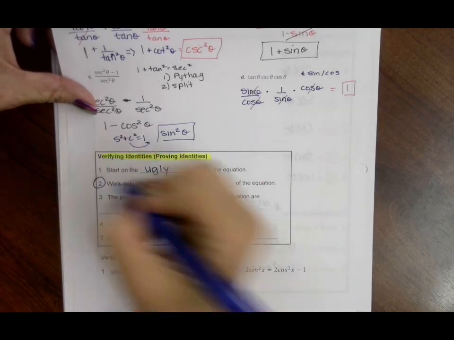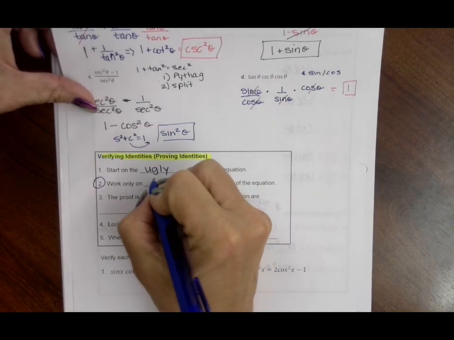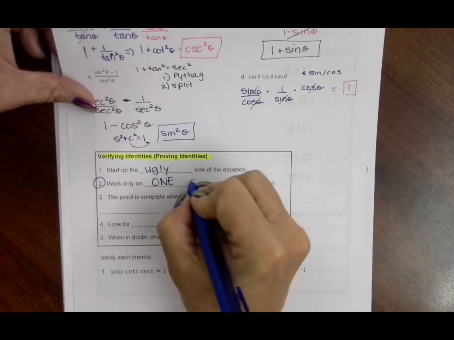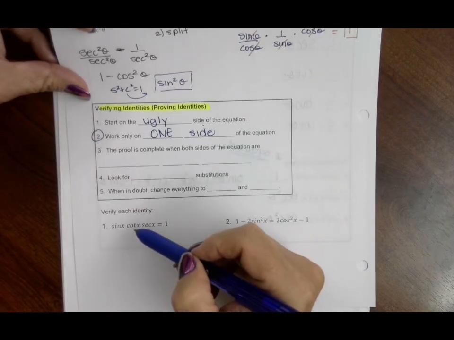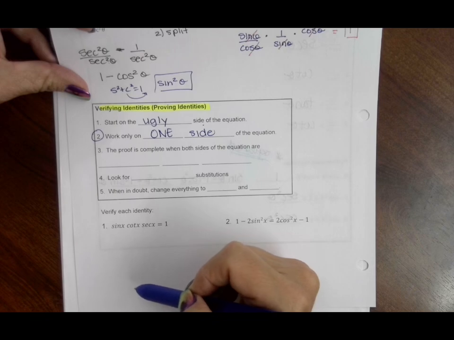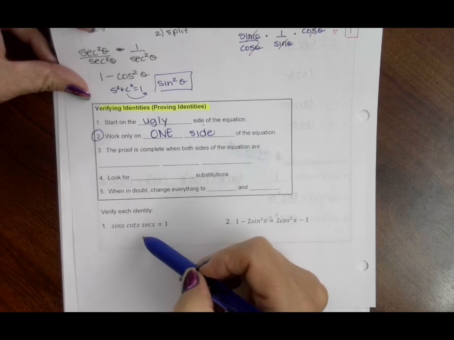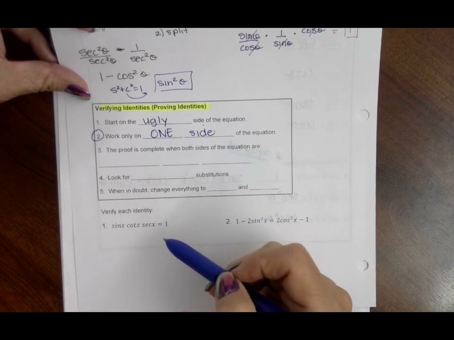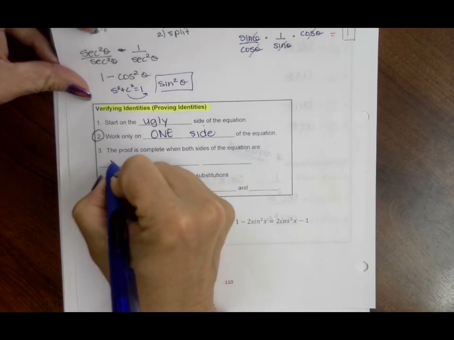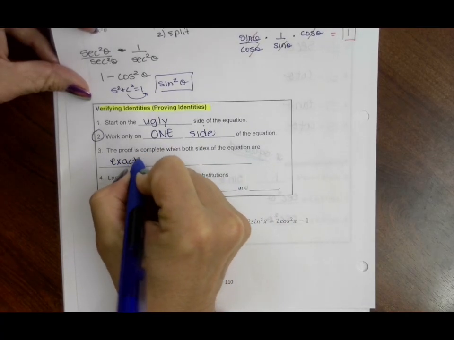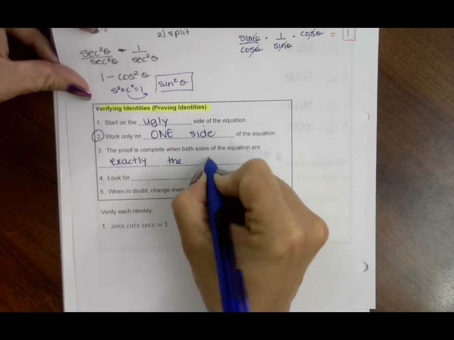Okay, super important. Work only on one side. So when we do a proof, we're going to only work on one side, and at the end, this side needs to equal 1, and we're going to have 1 equals 1. So the proof is complete when both sides of the equation are exactly the same.